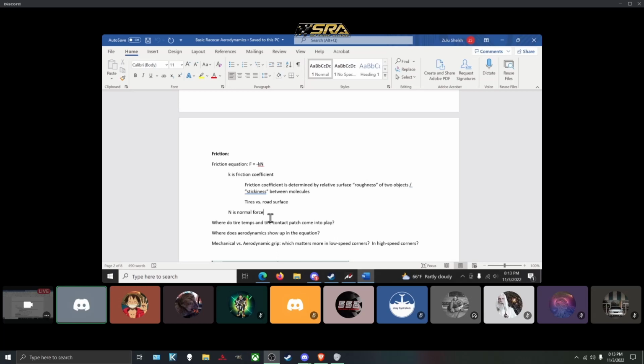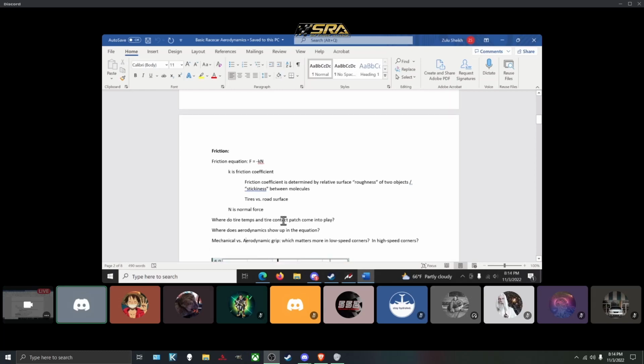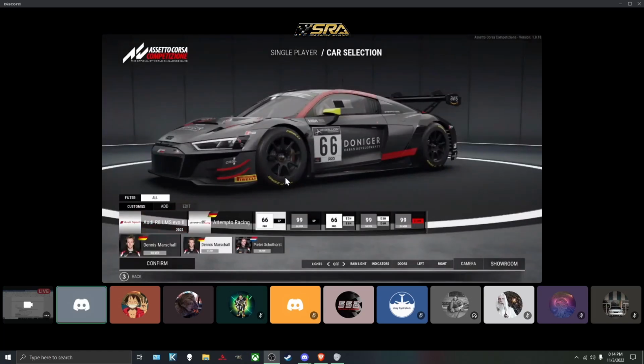Also, it has a lot less aerodynamics, right? So GT4 cars, because they're lighter, because they have low aerodynamics, mechanical grip matters a lot more, even though they do have some aerodynamics. GT3 cars are all about aerodynamics and how you drive.